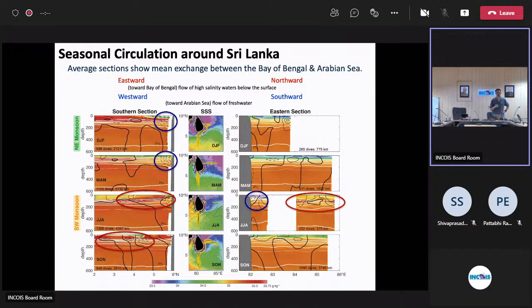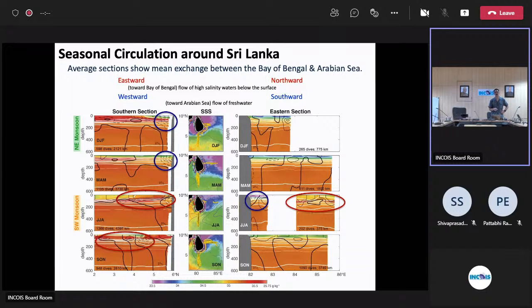And then going down the middle, you see sea surface salinity plotted for each of those two regions. Top row is the northeast monsoon, followed by the spring intermonsoon, and then the southwest monsoon, the third row down, and then the autumn intermonsoon period on the bottom. So if we start with the southern section this time.